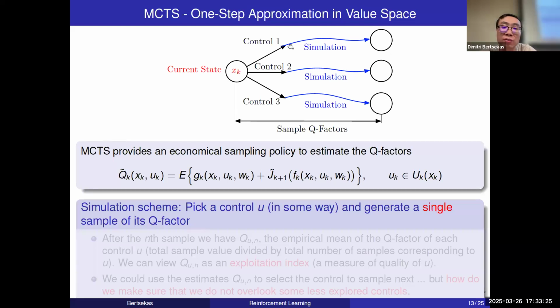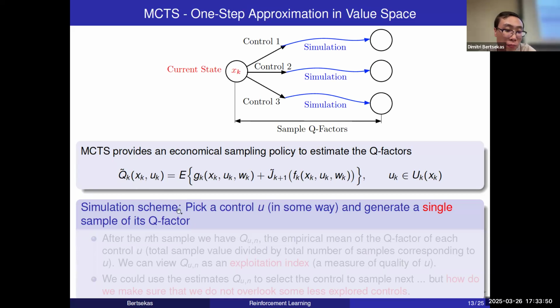So instead of allocating sampling effort equally to the Q factor of every control, we sequentially decide which control we select to generate the next sampling trajectory to improve the estimate of that Q factor.